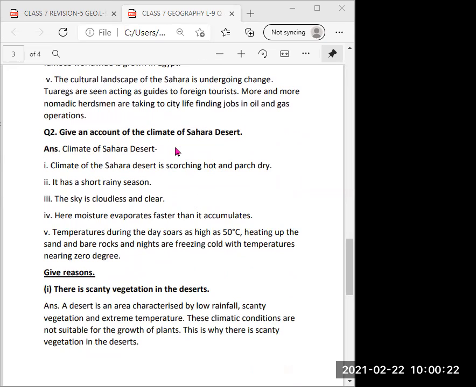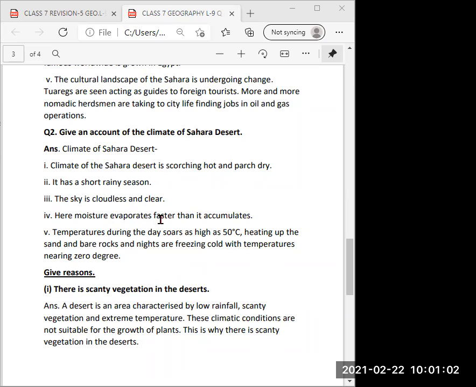Next, give an account of the climate of the Sahara Desert. You have to give the account of the climate of the Sahara Desert. What type of climate does the Sahara Desert have? First, the climate of the Sahara Desert is scorching hot and parched dry. Scorching hot means unbearable hotness; we are not comfortable in such heat. This type of extreme hot climate is there. It has a short rainy season. Sometimes a little rain falls. The sky is cloudless and clear.